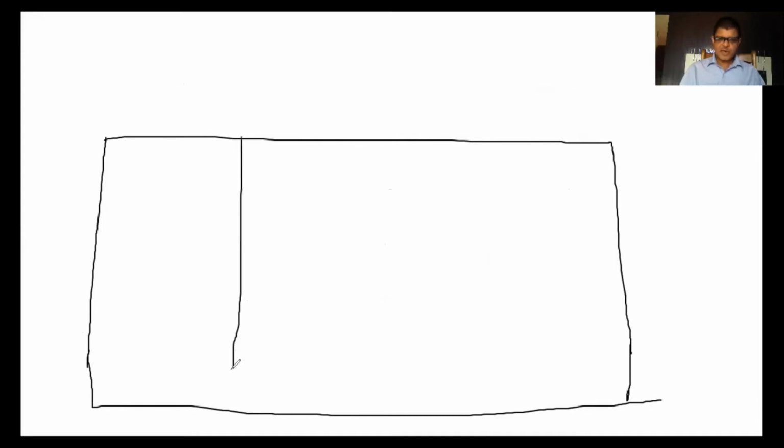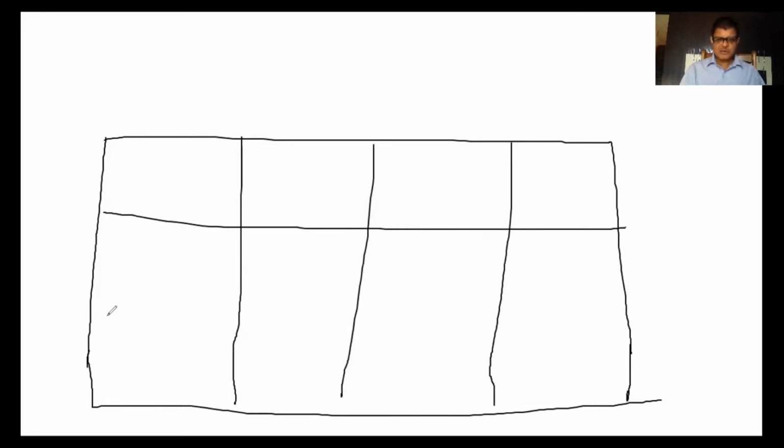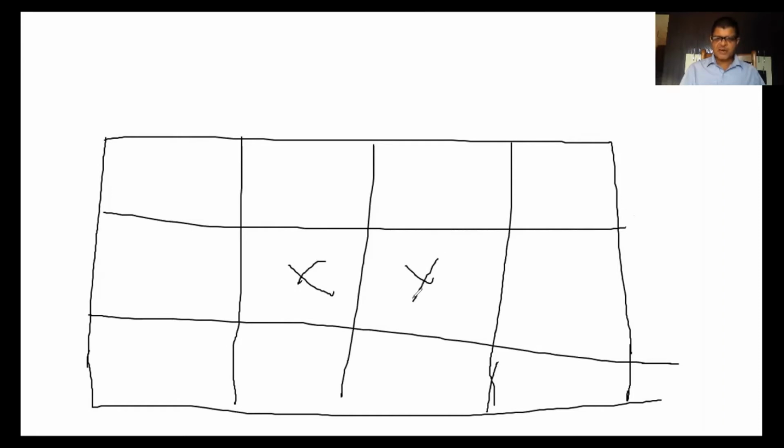So there will be 1, 2, let it be 3. And on the other side, we have 1, 2, 3. Now, these panels are called interior panels. They are continuous on all sides. And here, this is called 2 adjacent edges discontinuous. These panels will have 2 adjacent edges discontinuous.